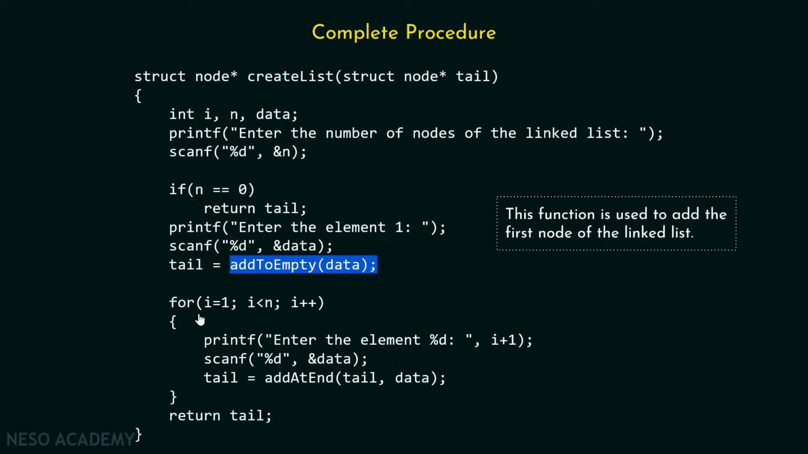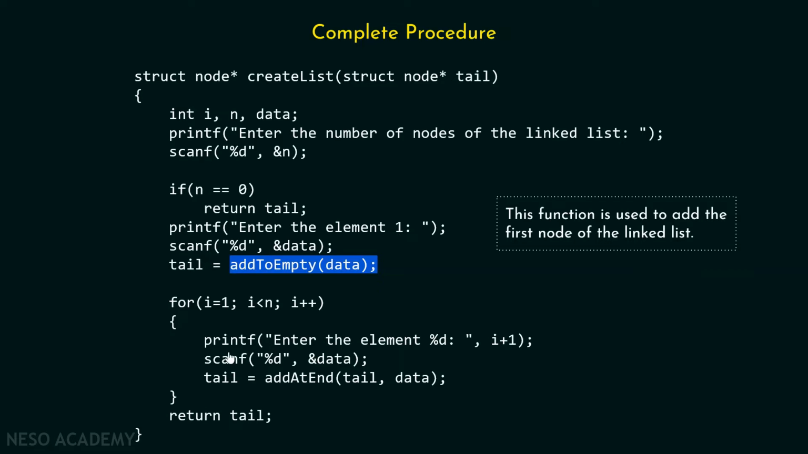After this, you can see that I'm using this procedure. Basically, this procedure will help us in adding the new node at the end of the list, and let me tell you why. Here you can see I am using this for loop, and within this for loop the first thing is i is equal to 1. Now you might be asking why i is not equal to 0. Because I've already asked the user to enter the element 1.